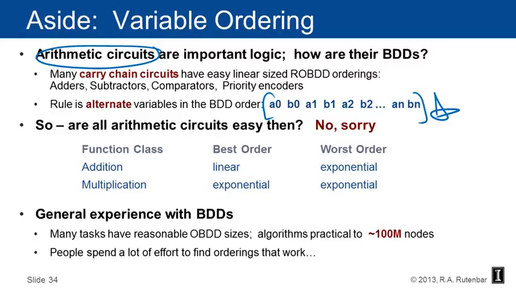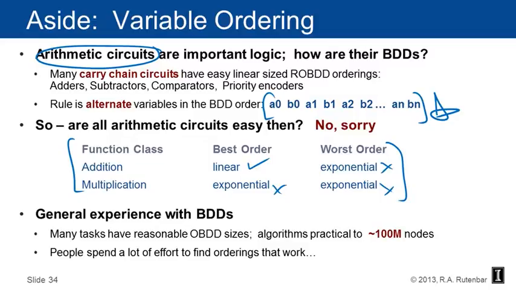So it'd be wonderful if all arithmetic circuits were easy and made friendly BDDs, but that is unfortunately false. Addition, the best order is linear. That makes us happy. The worst order is exponential. All right, so that's good, that's bad. Linear ordering, alternate the A's and B's. Exponential ordering, don't. Multiplication, oh, that's very unfortunate. Multiply two things together, it's always an exponential BDD. It's just really bad. Turns out you need a different data structure, and they actually exist. There are other kinds of decision diagrams that have other kinds of canonical forms to represent things like multipliers. We don't have time to talk about them, but they actually exist.